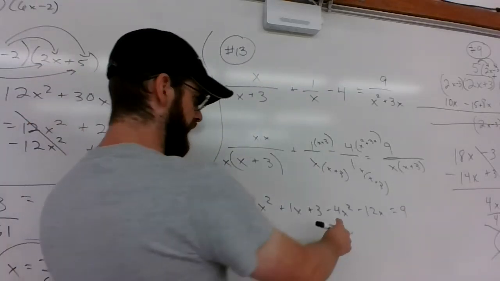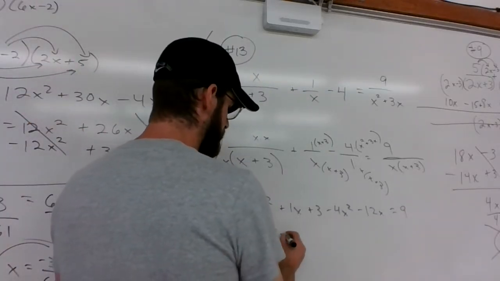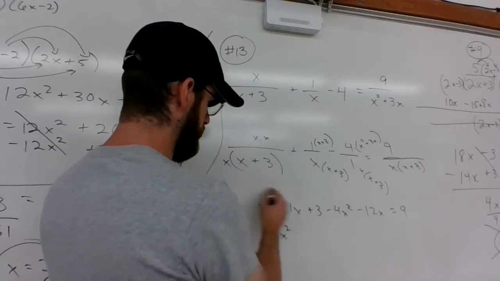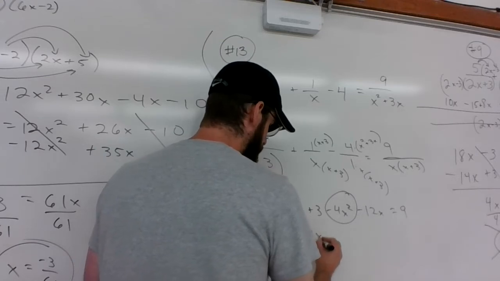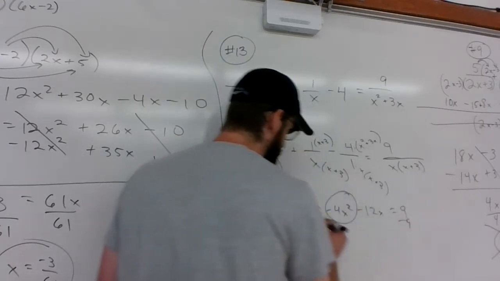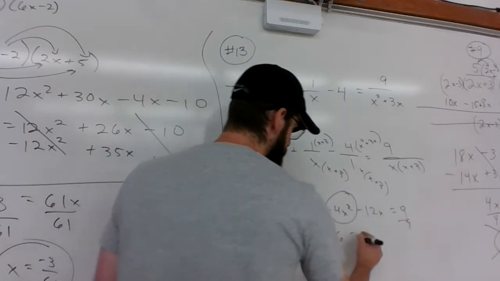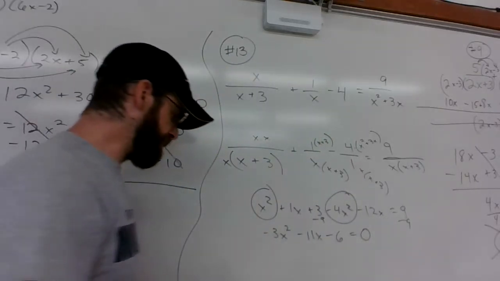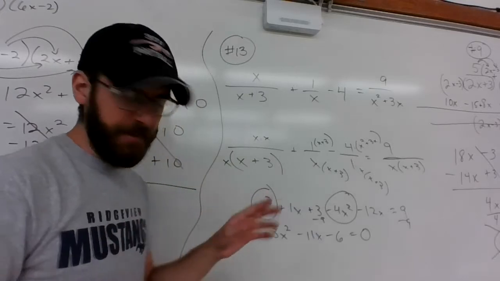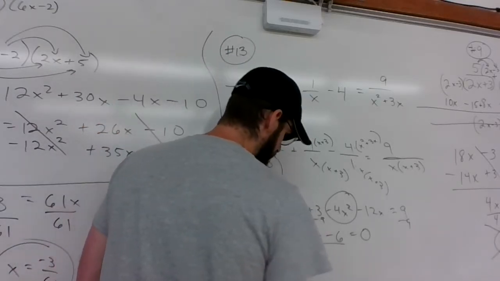All right, so it looks like we got negative 3x squared on the left-hand side. Negative 11x in the middle. And then it's 3 minus 9, negative 6 right there. At this point, hey, you know what? I'm going to divide everything by negative 1. On the left and on the right.